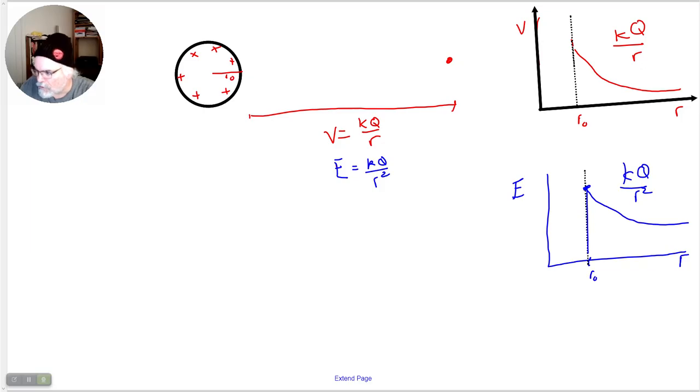Why does the electric field drop to 0 at the surface? If there's no change in potential, then the potential gradient is 0, which means the electric field is 0. Okay? So it's the electric field that drops to 0. Let's see if it has done what I want it to do. Yes. Okay. So it's the electric field that drops to 0. All right. Fantastic.